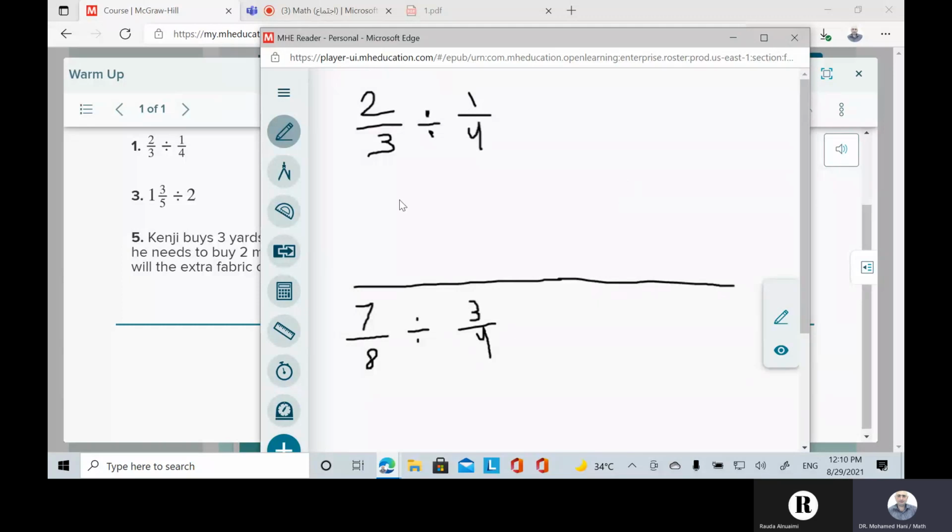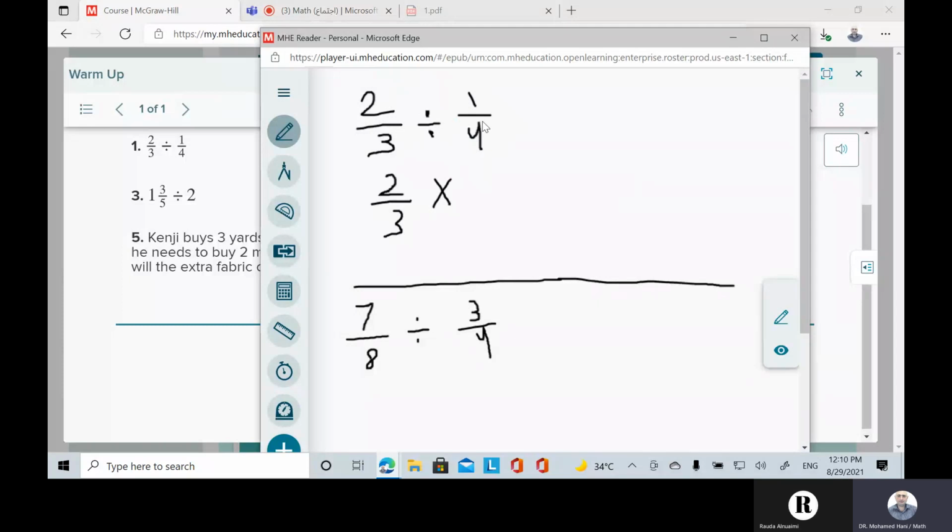Okay, let us check together. The first one here we have 2 over 3 divided by 1 over 4, which means we have a fraction divided by a fraction. Here we have a rule. As you remember, the rule said keep, then change, then flip. So keep the first fraction the same. Then change the operation. Here we have divide. What is the opposite of divide? Multiply. Great. So change it to multiply.